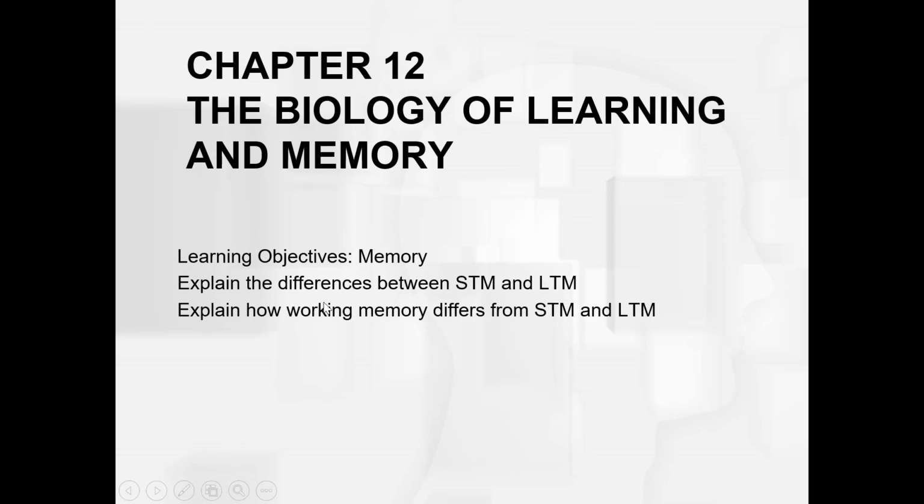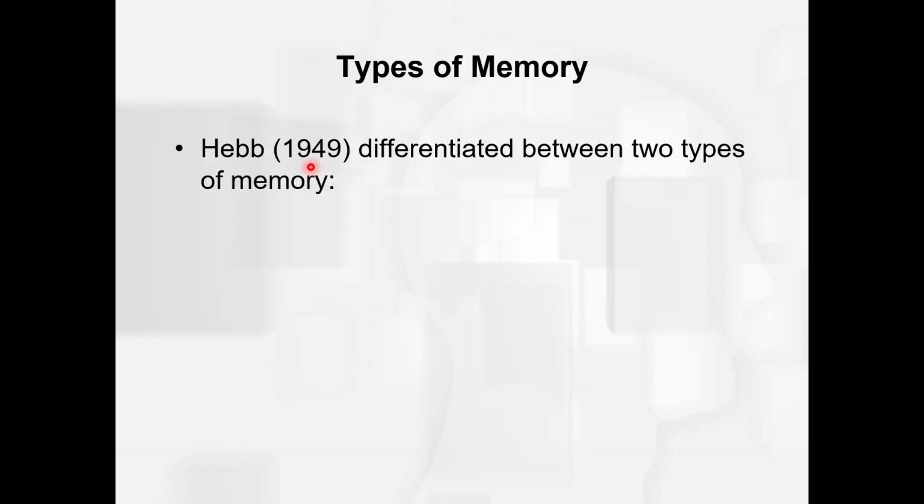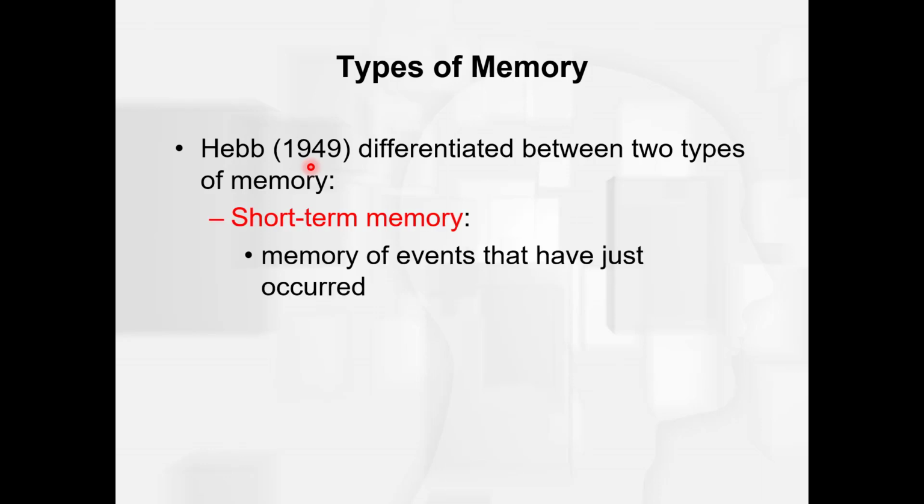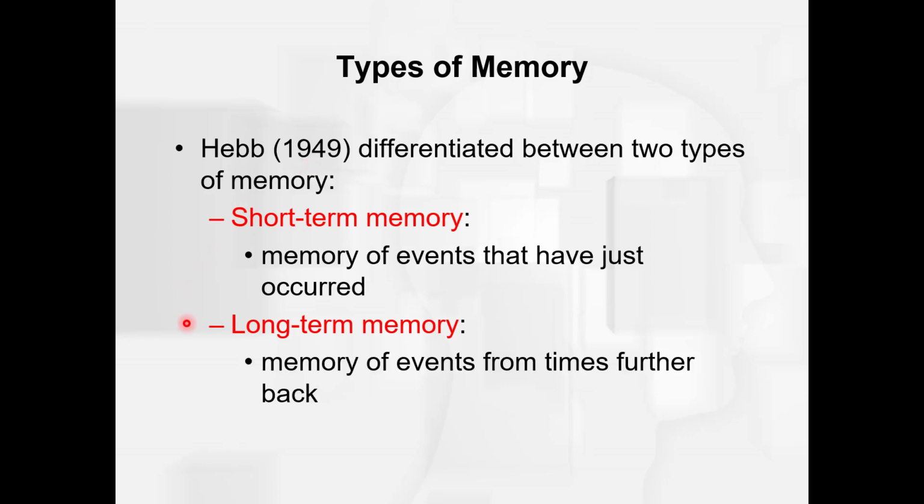short-term and long-term memory. In 1949, Hebb differentiated between two types of memory: short-term memory, which is memory for events that have recently occurred, and long-term memory, which is memory of events from further times back. And we're going to talk more about long-term memory in this chapter.